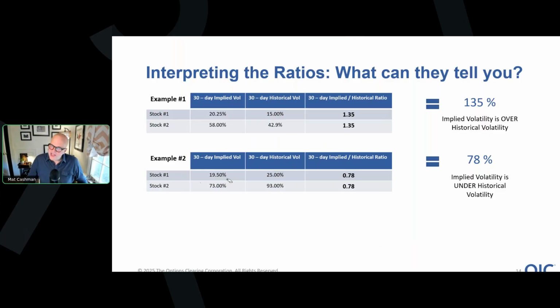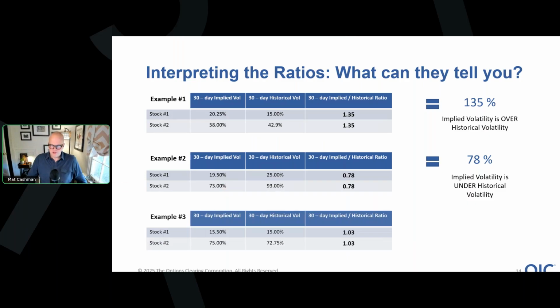Again, it would be very easy to look at these two numbers, the 30-day implied vol for stock 1 and stock 2, and see them as 19.5 and 73 and think one of them is low and one of them is high. And in reality, sure, you could say one of them is low and one of them is high, but when you zoom out a little bit and you incorporate how much things have been moving, it tells a totally different story.